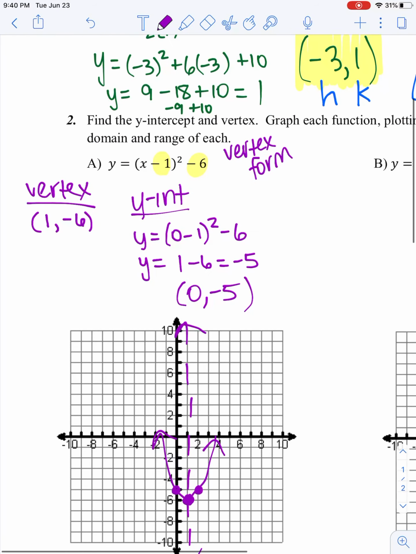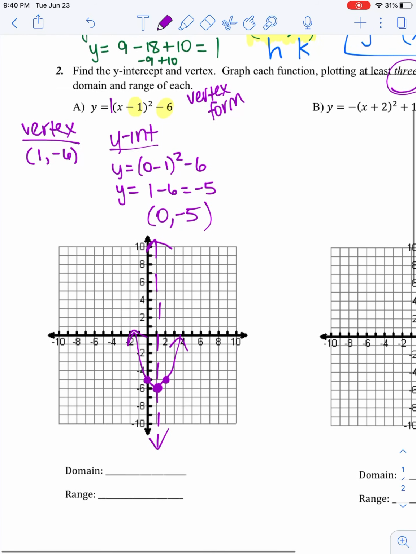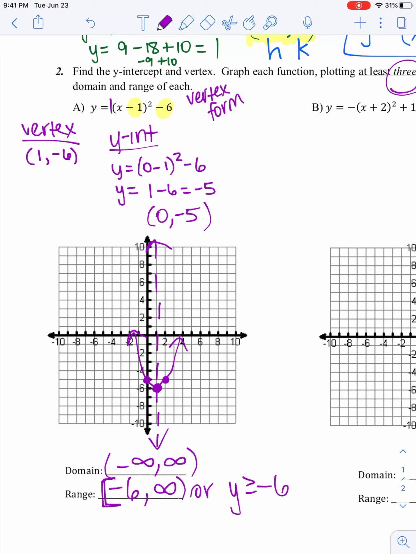I want to verify this should be opening up. Yes, because the a is positive 1. And notice I have 3 points. Okay, to finish up part A, the domain is negative infinity to positive infinity. And the range is from negative 6 to infinity, and the negative 6 should have a bracket. If you write it as y is greater than or equal to negative 6 in inequality notation, I'm okay with that as well. I know the problems with creating parabolas, it was written like that. But in Unit 3, we wrote it like this with interval notation with the brackets and parentheses. So either one is fine.